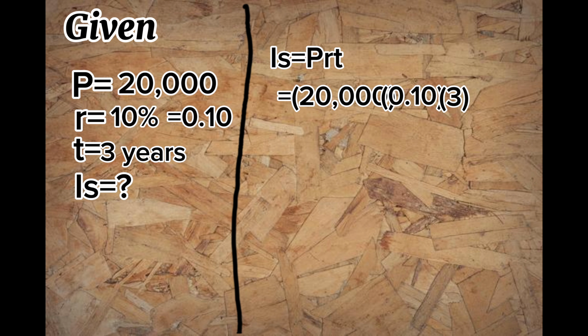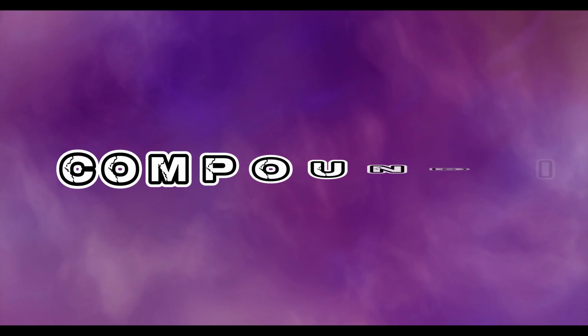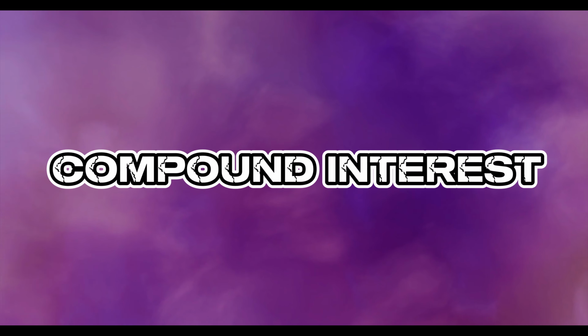And then we will multiply this. So 20,000 times 0.10 times 3 equals 6,000. So therefore, the interest that she will receive after 3 years is equals 6,000. And that's all for our examples of simple interest. And now let's proceed to the compound interest.